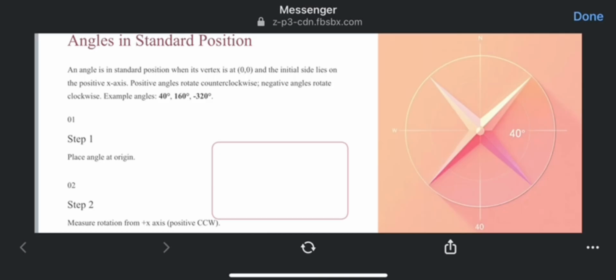So what are angles in standard position? It is when its vertex is at (0, 0) and the initial side lies on the positive x-axis. Positive angles rotate counterclockwise, negative angles rotate clockwise. Example angles: 40 degrees, 160 degrees, and negative 20 degrees.